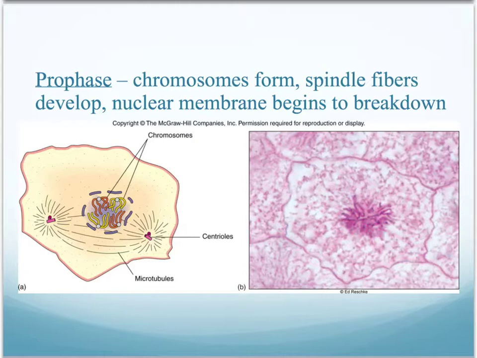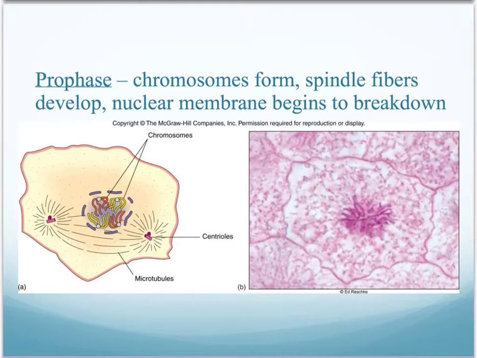Other changes that take place during prophase are the formation of spindle fibers. Spindle fibers are modified microtubules formed by centrioles. We see that the centrioles have replicated and the spindle fibers form between them. The nuclear envelope breaks down, allowing the fibers to attach to the chromosomes.